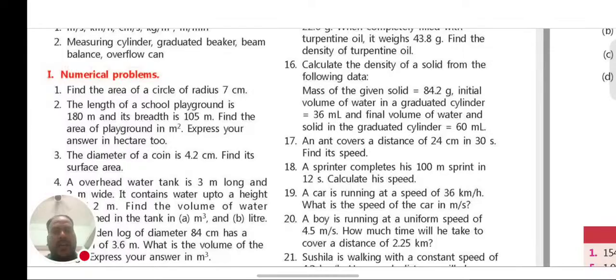So pi r square. Yes or not? So pi value is 22 upon 7. We will write into 7 into 7. So the 7s get cancelled with each other. Then 7 into 22 we have. Then if you do the multiplication 22 into 7, then you will get 154 centimeter square. Yes or not? So this is the area of the circle.